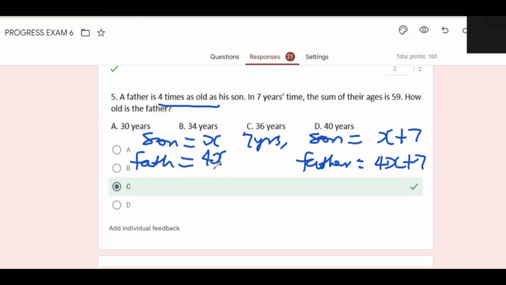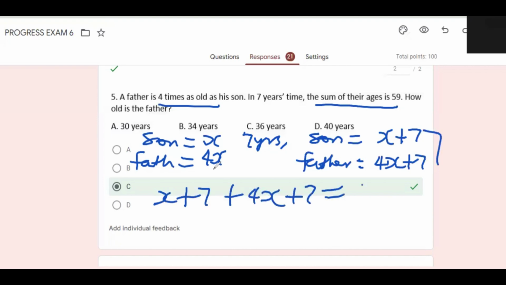So you do that, and then you put equals 59. Exactly. Since the sum of their ages is 59 at that time, that means we have x plus 7 plus 4x plus 7 equals 59. Then we solve. When you solve, you get the value of x. Then the age they ask is how old is the father? And the correct option is C, meaning that whatever you get for the value of x, you multiply by 4 to get the age of the father. That's correct.